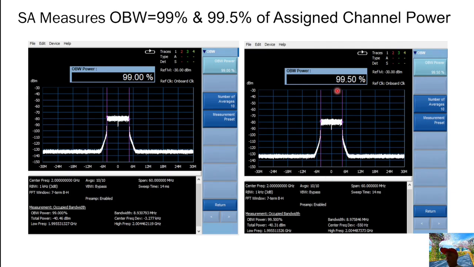All this percentage is configurable in the user interface. For example, here you can click here and then you change the percentage here. You can even put 98% or some other value you like.